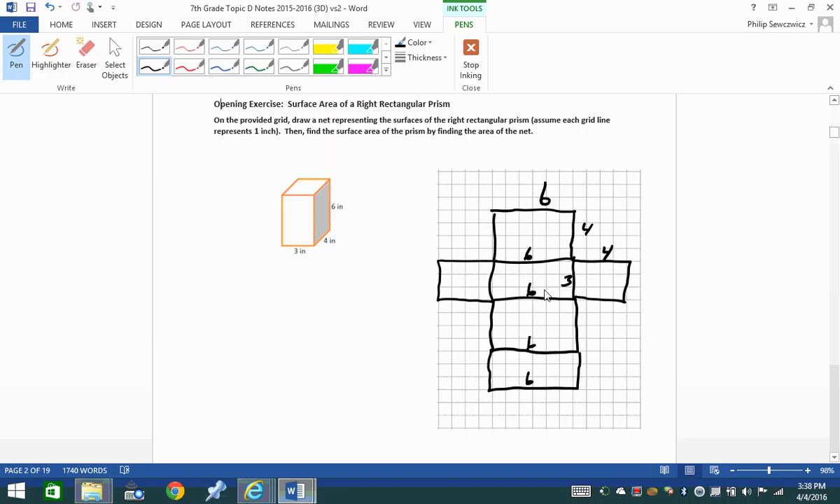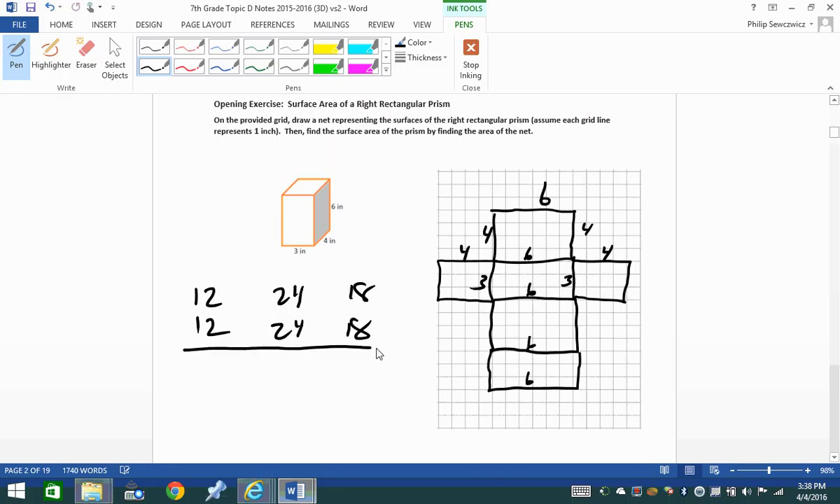To find the surface area, we find the area of each of the faces. For example, this is 3 times 4, so that would be a 12. The opposite side would have the exact same thing, another 12. This rectangle would be 6 by 4, so that's a 24, and the opposite rectangle is the exact same thing, another 24. Then 6 times 3 is 18, and you have another 18. So you can see we have 6 faces altogether.